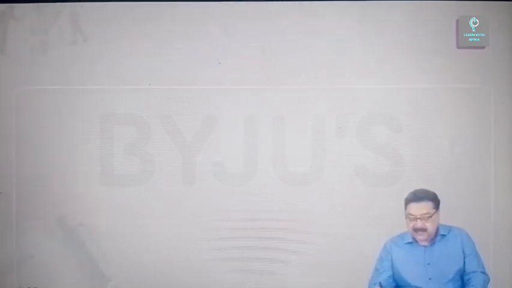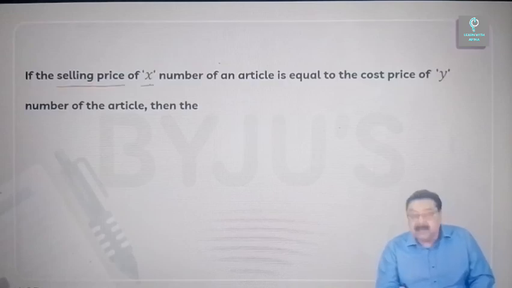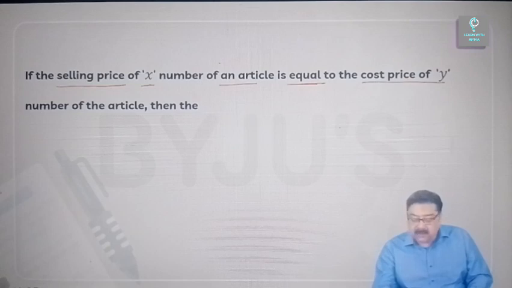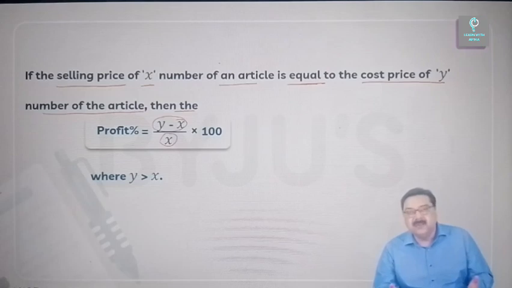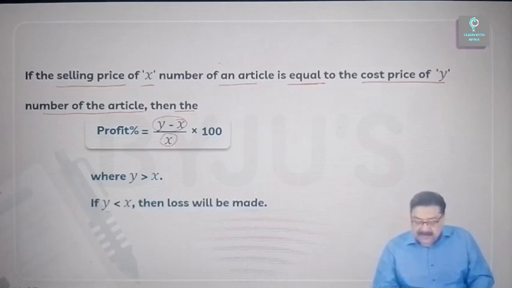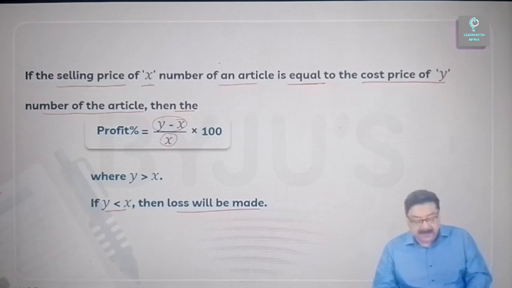So now in such a case, if the selling price of X number of an article is equal to the cost price of Y number of the articles, then the profit percent is (Y minus X) by X into 100, where Y obviously is greater than X to get you a positive value, because profit is a positive value. And if Y is less than X, then loss will be made. In that case, your answer will be negative.